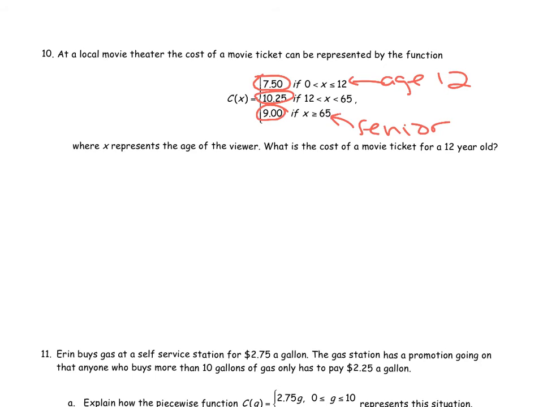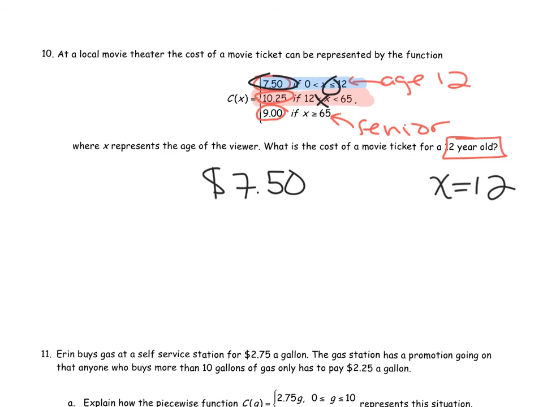Okay. So the question says, what is the cost of a movie ticket for a 12-year-old child? So if you are 12 years old, we got to be careful. Are you looking at this first row or the second row? You are equal to 12 years old. Notice the equals to here and not here. So it's going to cost $7.50. And that's it. That's all you have to do for this problem.